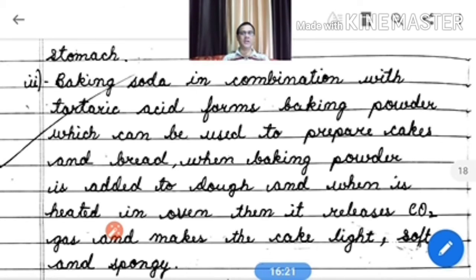So as and when sodium carbonate is formed on heating, at once this sodium carbonate is neutralized by the tartaric acid and we get the cake sweet in taste. This is the reason why tartaric acid is added to the dough with the baking soda.